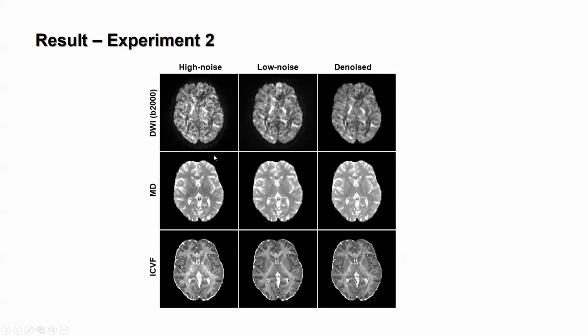Okay, here's the result of experiment 2. The denoised image looks nicer. The ICVF map from the denoised image is very similar to that computed from low noise data. And so is the mean diffusivity map. You see the difference, right?